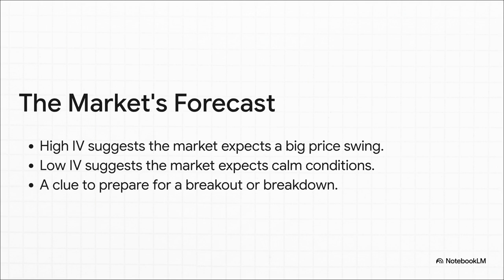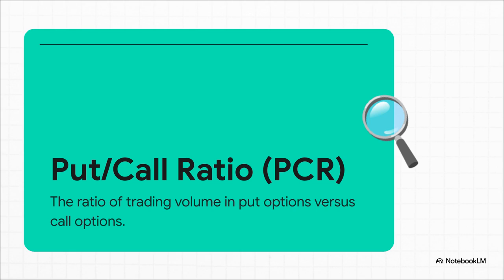It helps you get ready for a potential breakout or a sudden drop, and it can either confirm or make you question what you're seeing on the price chart. And that brings us to our last metric. And this might just be the most powerful of all. It's the put/call ratio, or PCR.